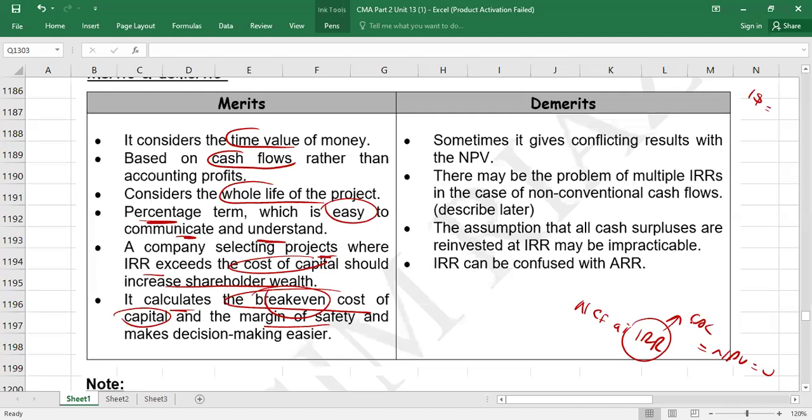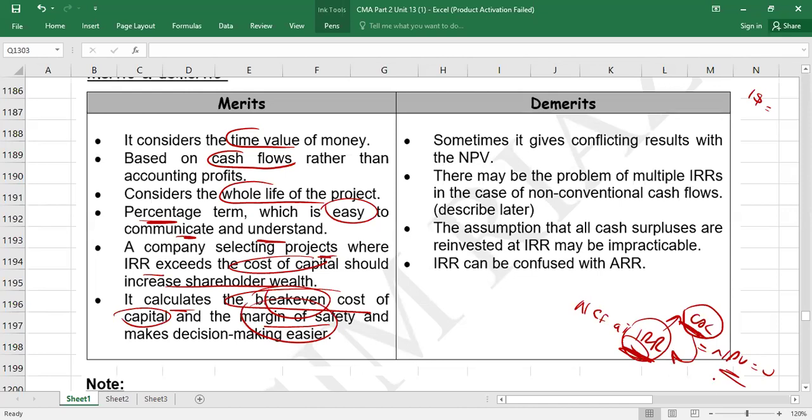Break-even point means if the day comes when your actual cost of capital is equal to the IRR, obviously you will not get anything. So this is what it means. It can calculate the break-even point. So you have to be very careful. Your cost of capital should never be equal to the IRR. In reality, if it is equal to the IRR, obviously you will be at the break-even point. No profit, no loss, NPV zero. Margin of safety is what? For example, if IRR is greater than cost of capital, that is the margin of safety also.